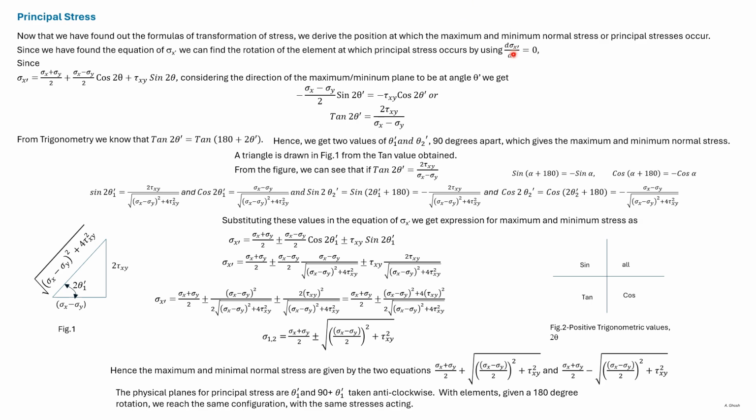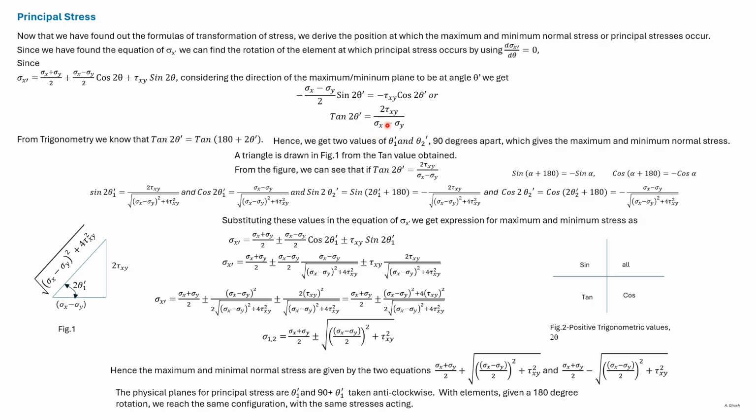To find out the direction of the maximum and minimum normal stress, we differentiate it with theta and equate it to 0. In this equation, these two terms are not functions of theta. So we differentiate these two terms and take this term to the other side. We then get this equation. The angle corresponding to the principal stresses is denoted as theta dash. And from this equation, we get tan 2 theta dash is equal to 2 tau xy divided by sigma x minus sigma y.